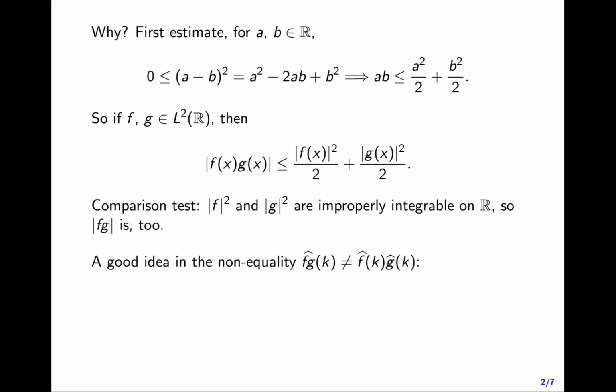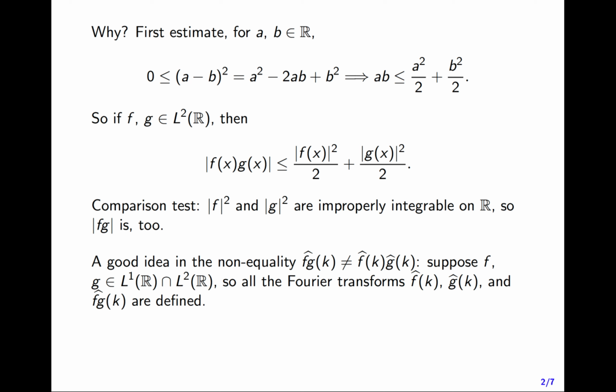Now it turns out that on the previous slide the bad idea, the fallacious identity, fg hat of k equals f hat of k times g hat of k, is bad, but it gives us a way of going forward for computing the Fourier transform of the product. What can we say about the product on the right-hand side here? What can we say about f hat of k times g hat of k? It may not be obvious, but that's going to give us the right answer for what is fg hat of k.